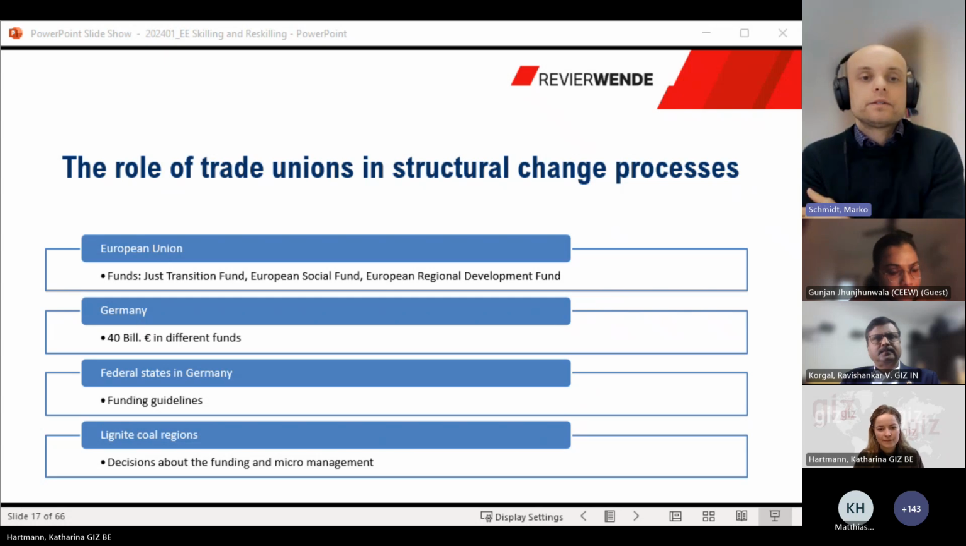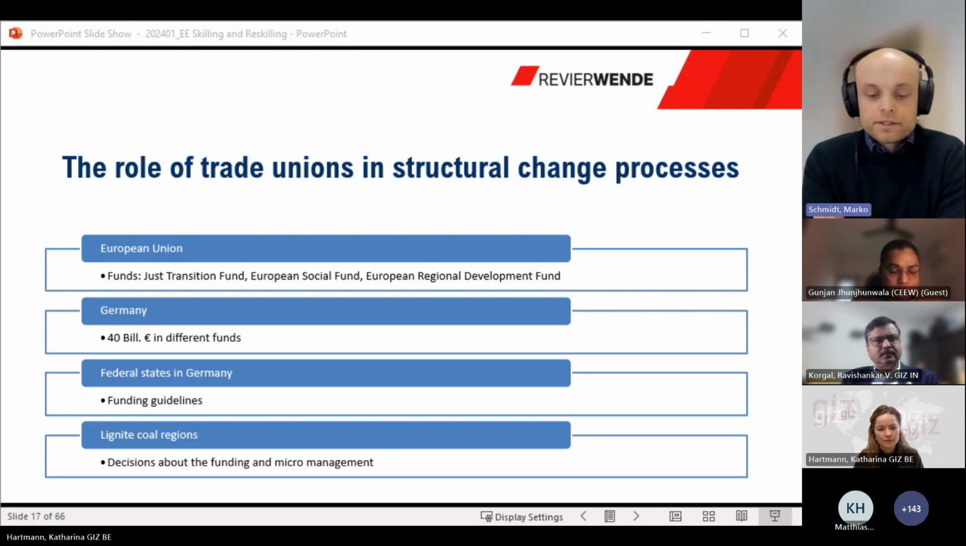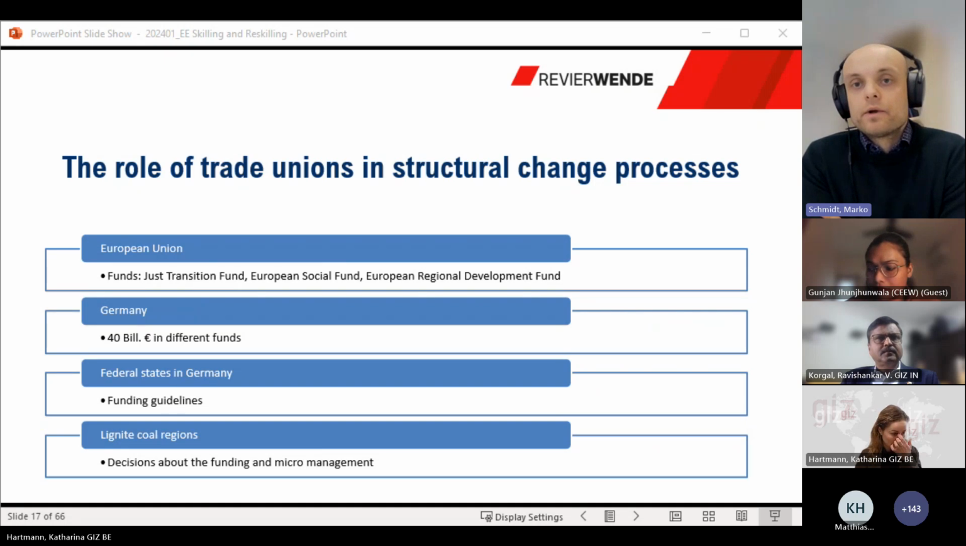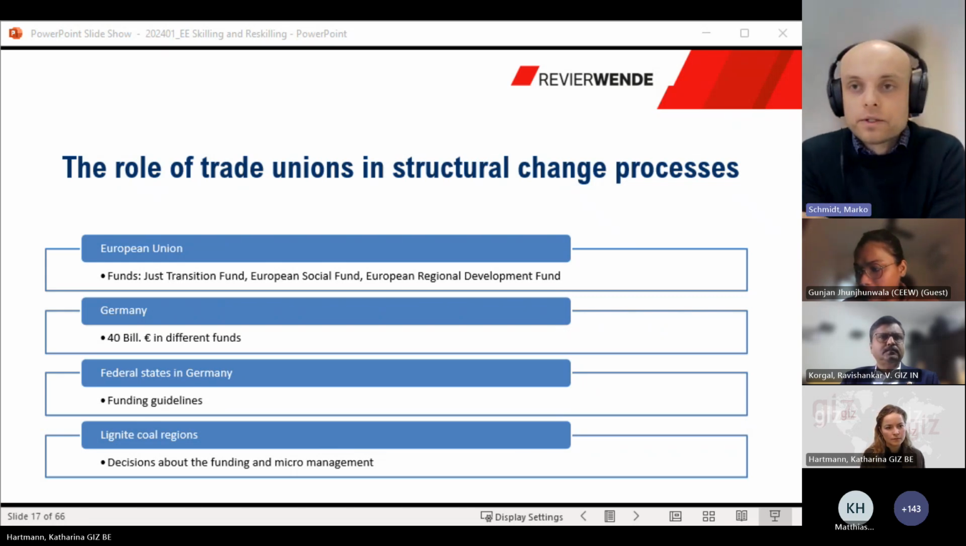The next level is the German level. There was a commission; I will speak about this on the next slide. In Germany, about 40 billion euro is spent on the coal regions. These are different funds, also for investment in railways and highways and so on, but also in research and development. I will speak about it later.